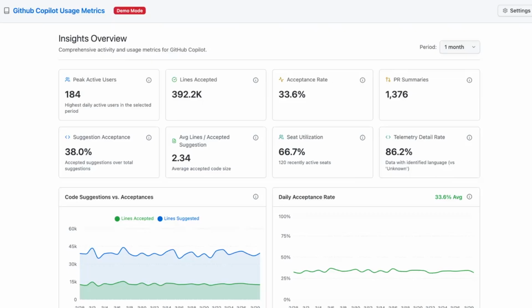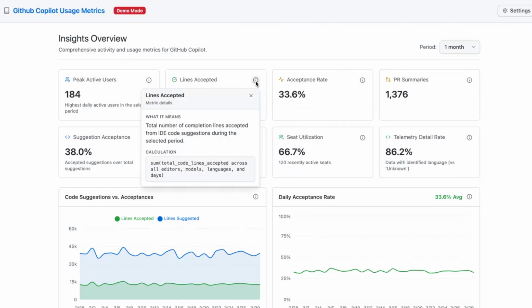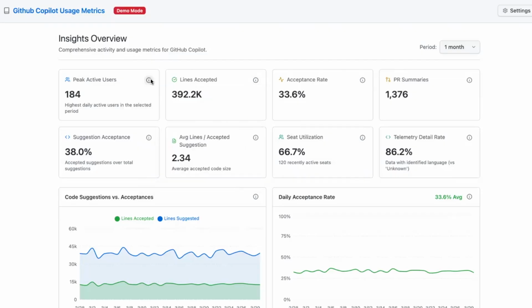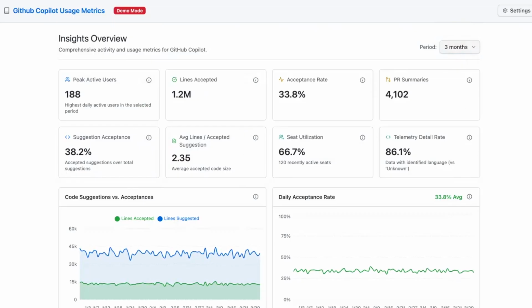So at a high level, the top area is mainly about the key KPIs you're trying to watch: the peak active users, the lines accepted, the acceptance rate, the PR summaries. Within all of these cards and numbers, you'll always find a definition of the calculation, how we got this information. Obviously, you have different ways to see this across longer or shorter periods of time. So the first four cards are mainly high-level KPIs.